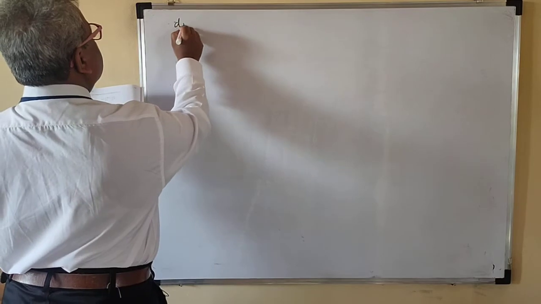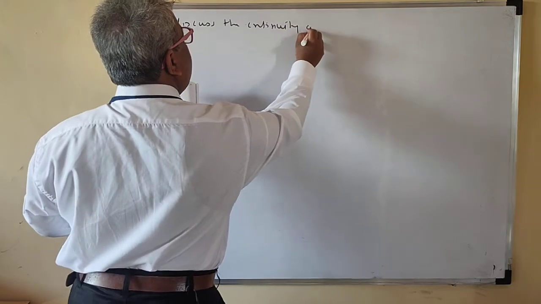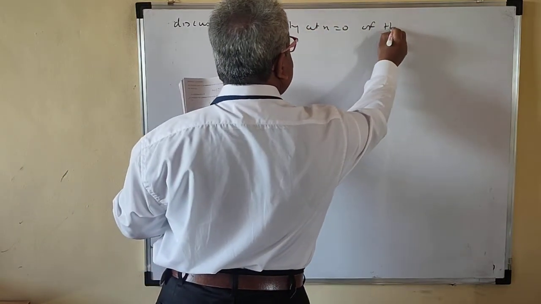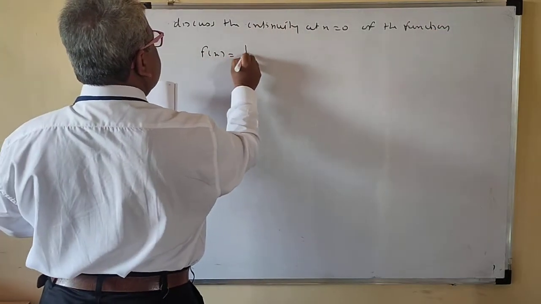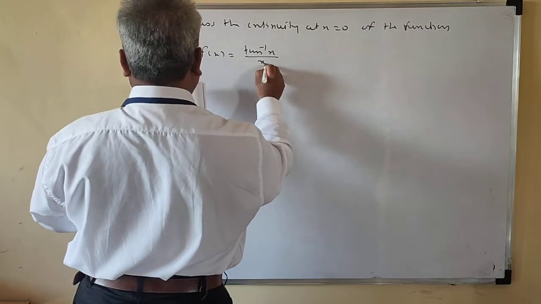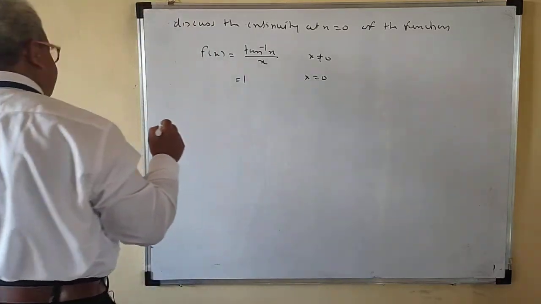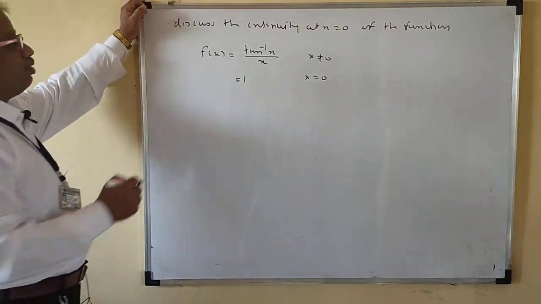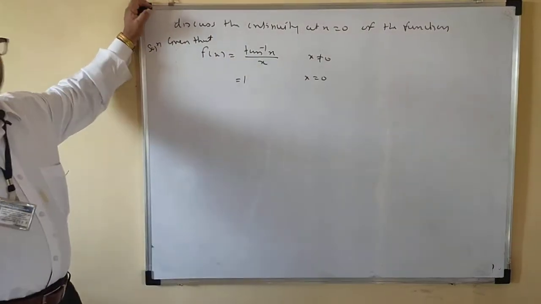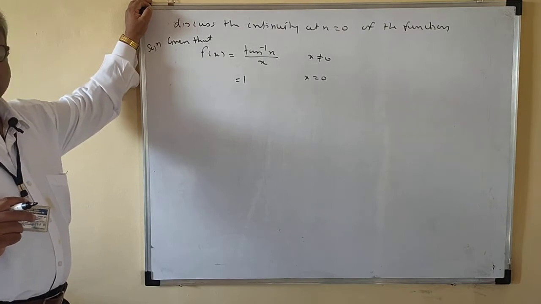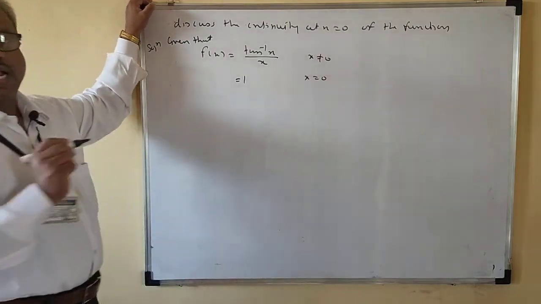So discuss the continuity at x is equal to 0 of the function f of x is equal to tan inverse of x upon x, x not equal to 0, is equal to 1, x is equal to 0. Okay, we have to discuss the continuity at x is equal to 0. Solution. Given that f of x is equal to tan inverse x upon x, x not equal to 0, and is equal to 1, x is equal to 0.